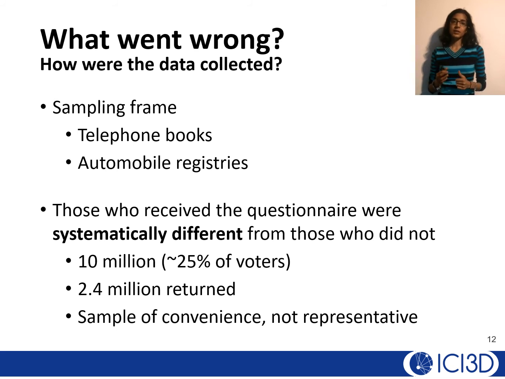So just a reminder, 10 million people were sent questionnaires, which is about a quarter of your voters, so it's a very large sample. And then of those 10 million, about 2.4 million returned questionnaires. So again, those 2.4 million might be systematically different from the 10 million in some way. In the end, we have a sample of convenience that's not representative of our voter population.